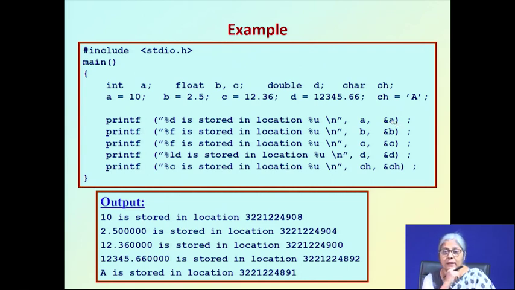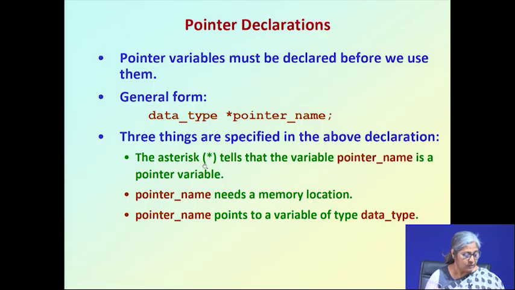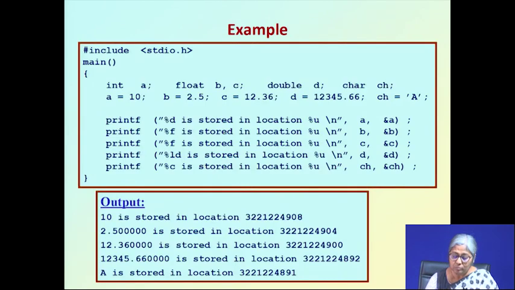That means I have read a, and now I try to print a and ampersand a, and I see what value I get. Similarly, for each statement we have read b, c, d, and ch, and we try to print b and ampersand b, c and ampersand c, d and ampersand d, and ch and ampersand ch. See what the output is.